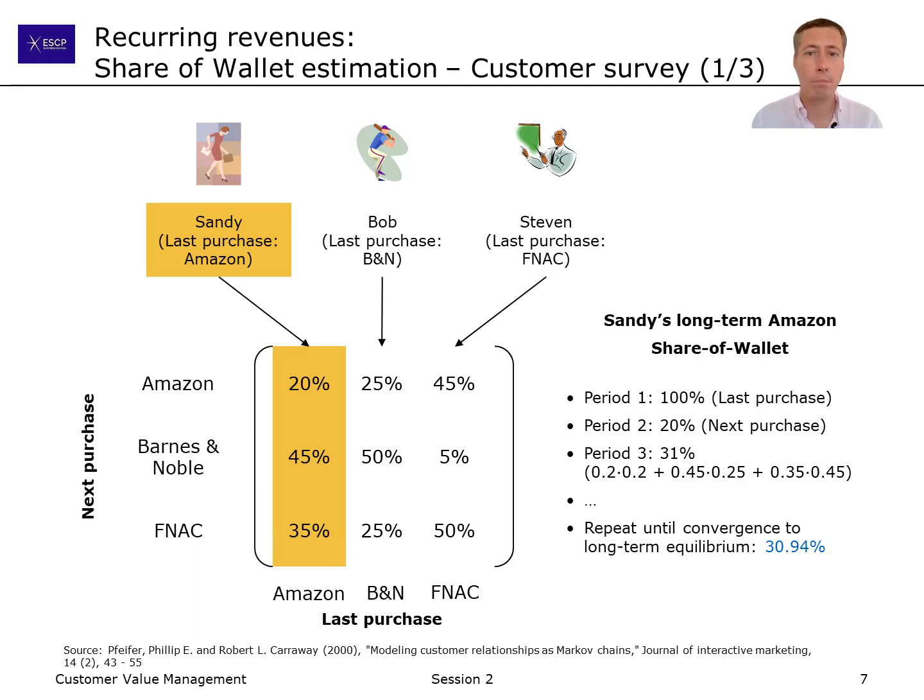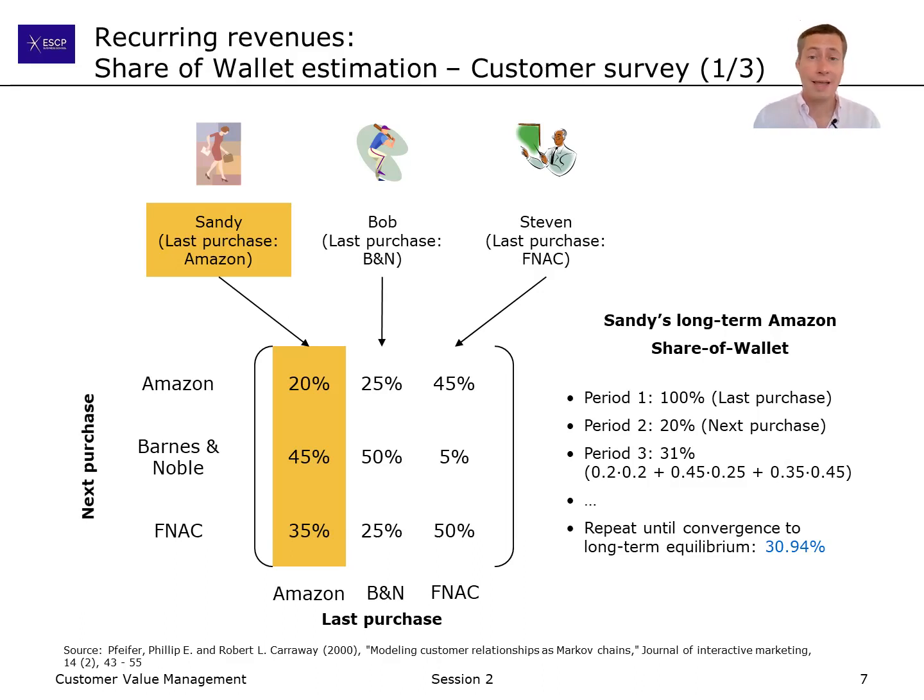We do the same for Bob, who had his last purchase at Barnes & Noble, and for Stephen, who had his last purchase at Fnac. Bob goes into the second column, and Stephen goes into the third column. Of course, we would ask many, many more than 3 customers. So in this case, what goes into the first, second, and third column is the average of the answers that all those customers give us who purchased last at Amazon, Barnes & Noble, and Fnac.